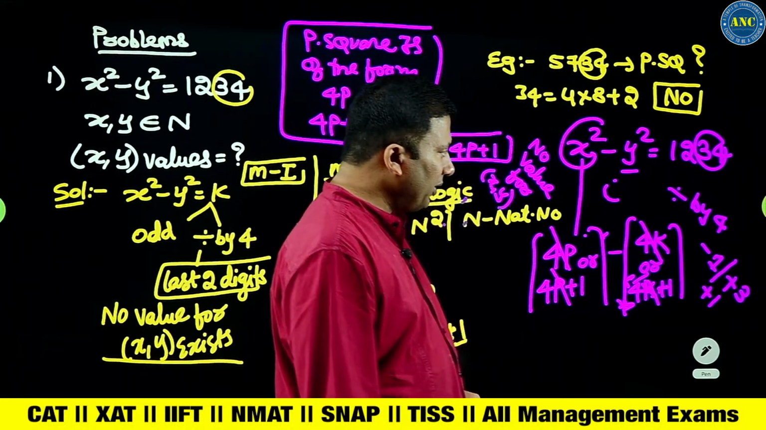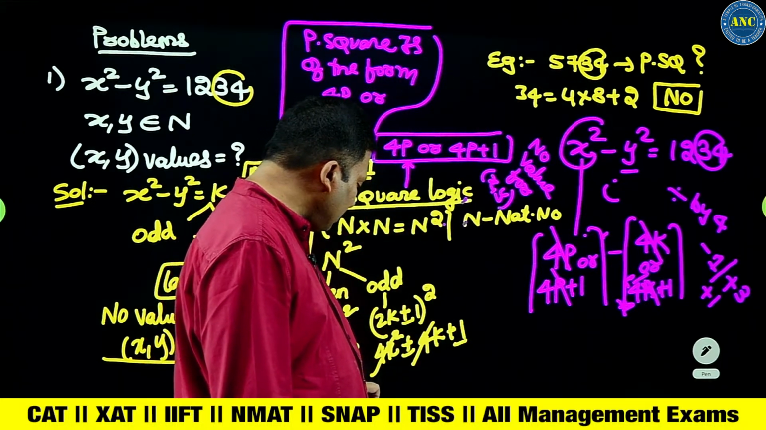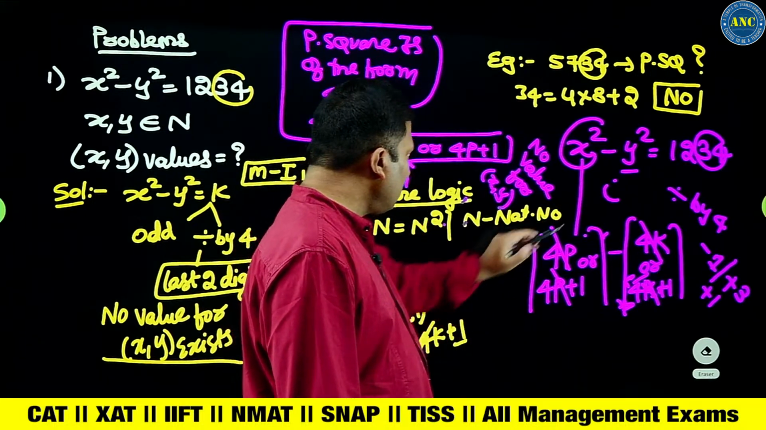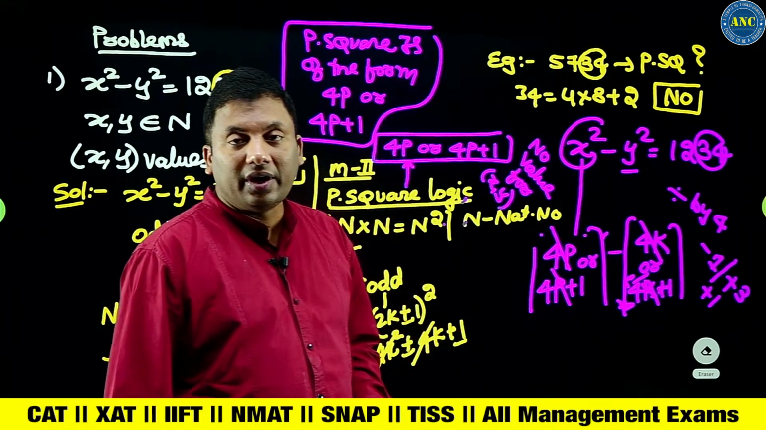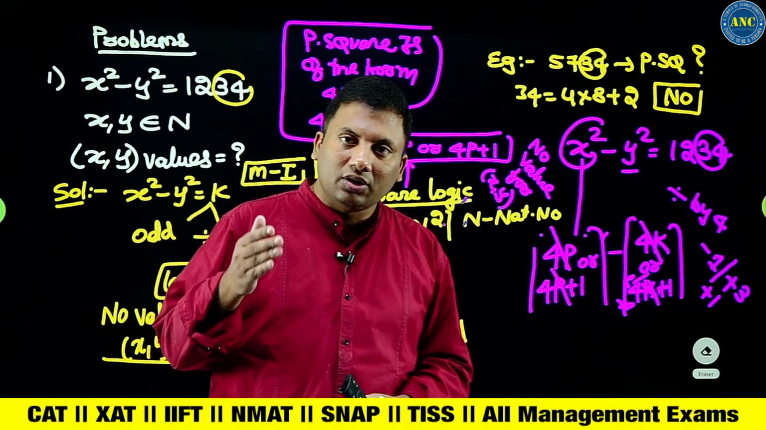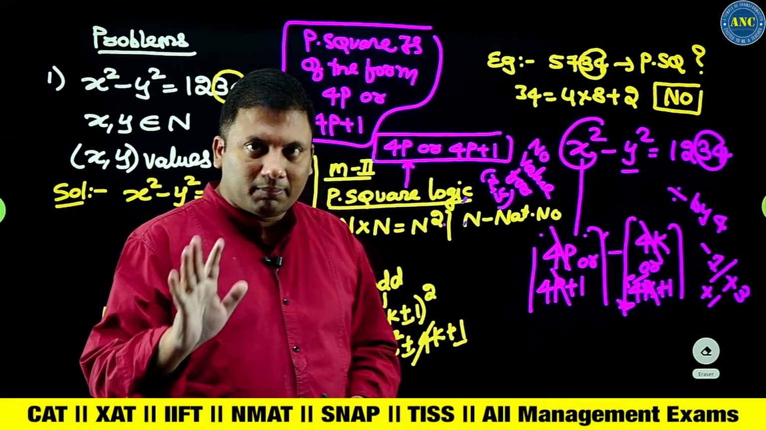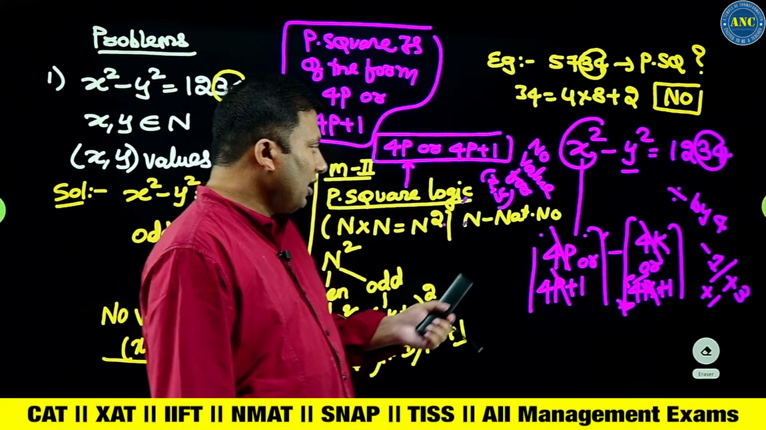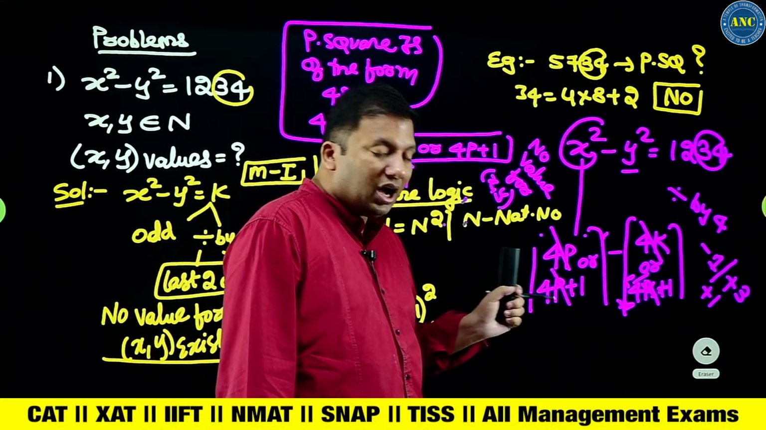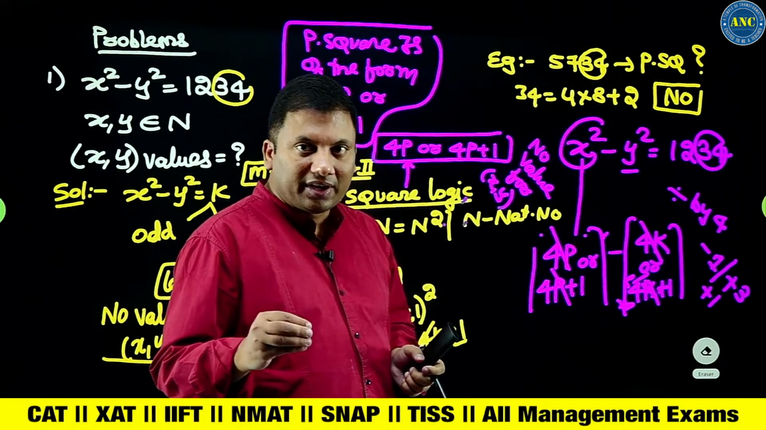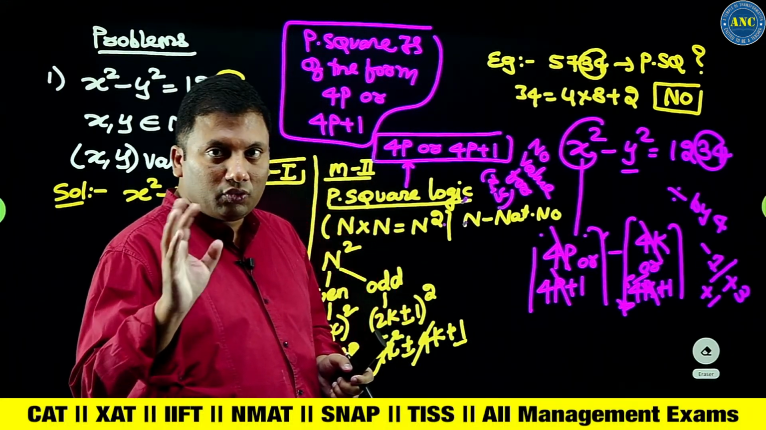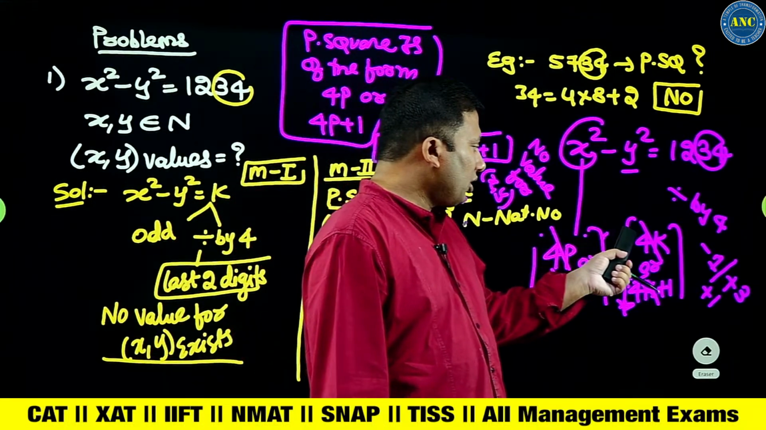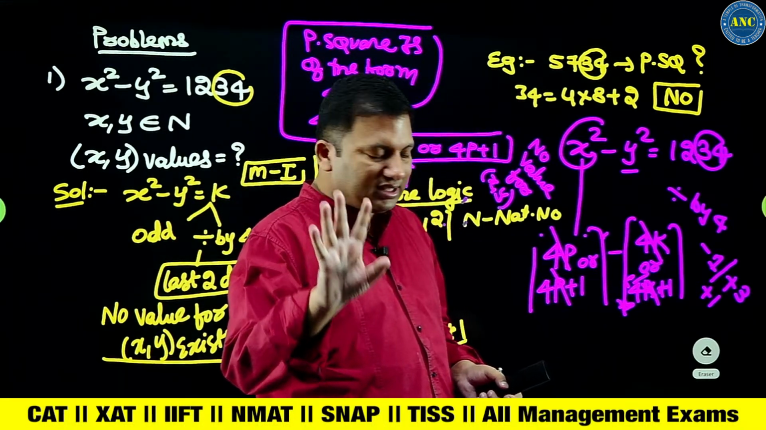Sir, can you please repeat again? Please see this. Listen carefully, sir. X square minus y square is equivalent to 1, 2, 3, 4. Step number 1: x square is a perfect square. Any perfect square will be either of the form 4p or 4p plus 1. Y square means y into y, that is also a perfect square. It is 4k or 4k plus 1. I will get 4 cases.